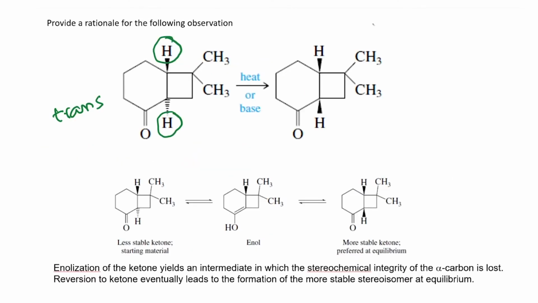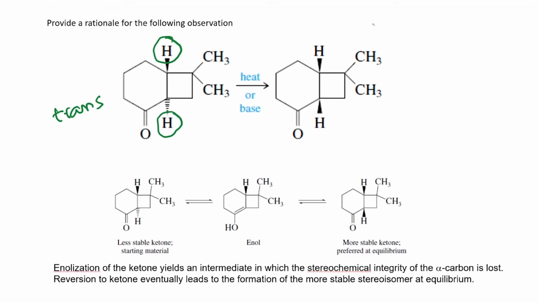The next question is to provide a rationale for the following observations. So when you take this bicyclic system and either heat it or add a base, you get the other product, which is the cis product. The first thing to note here is that this is actually a trans ring fusion. And trans ring fusions are very unstable, and therefore they don't need a whole lot of impetus to form the cis ring fusion.